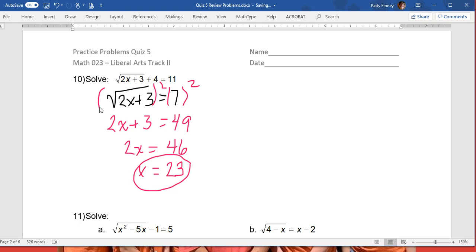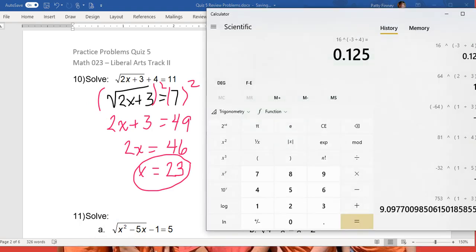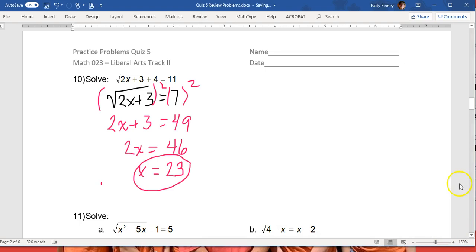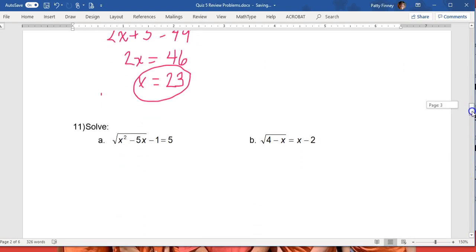So 2 times 23, I'm just typing it in my calculator. I guess I could type it in this calculator. So I'm going to do 2 times 23 plus 3, and I want to take the square root of that, so second square root, and I want to add 4, and it's 11, and that's what I wanted it to be, so that's good. So let's try one of the ones below.